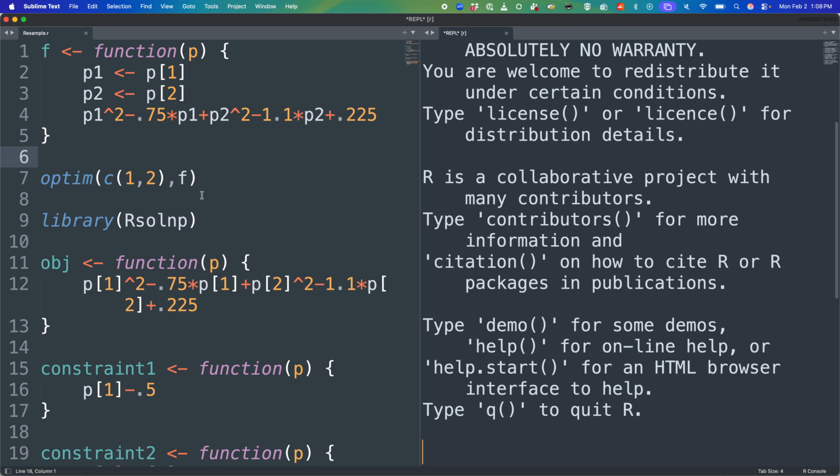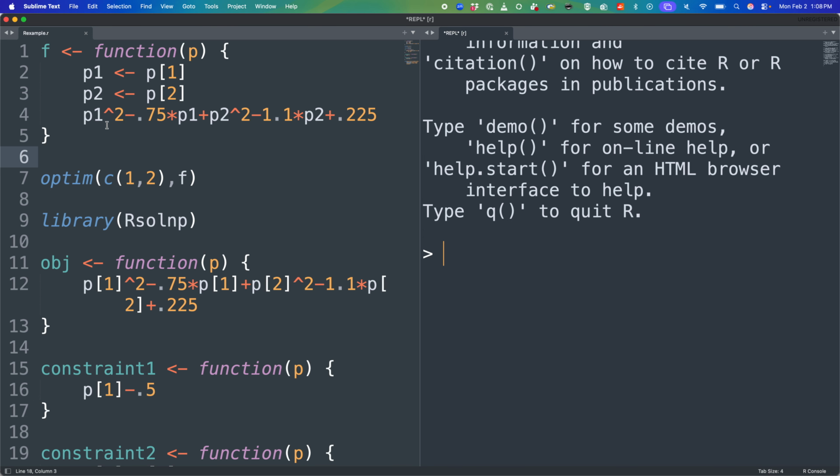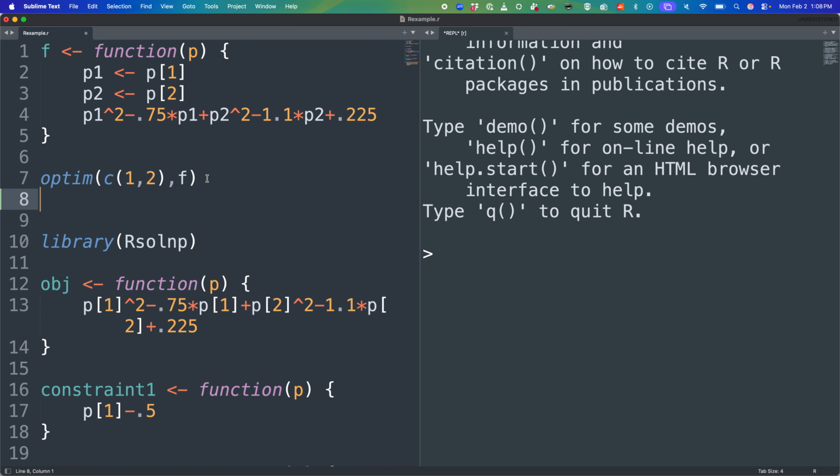So this is a simple example of an optimization in R. I set up my function here, and I defined P1 and P2 in this vector object called P. And then I write out my objective function right here. And we use a function called optim to run this optimization.